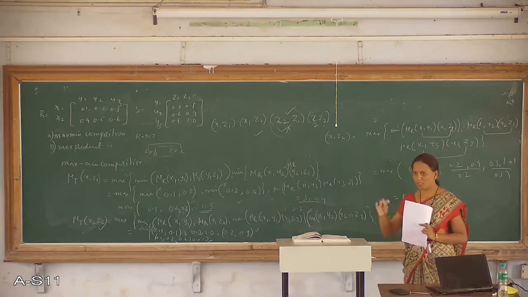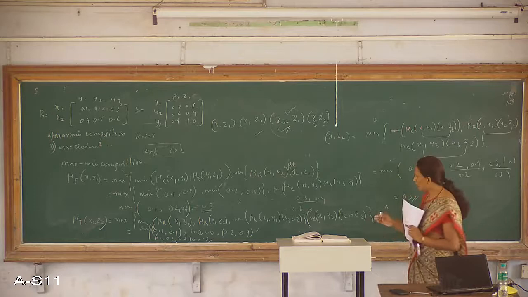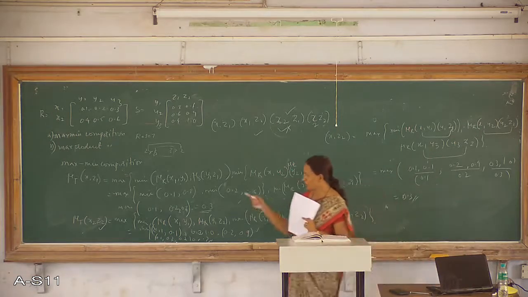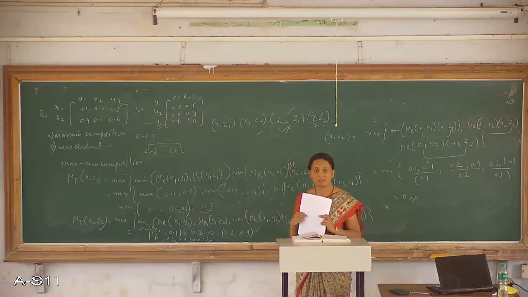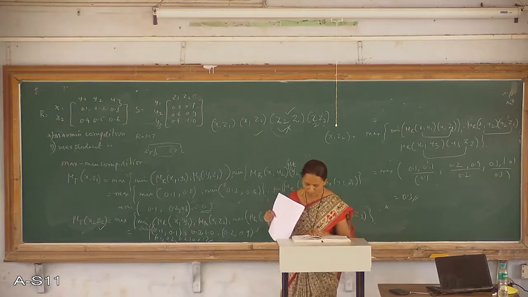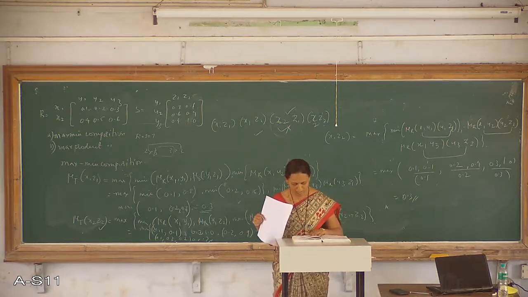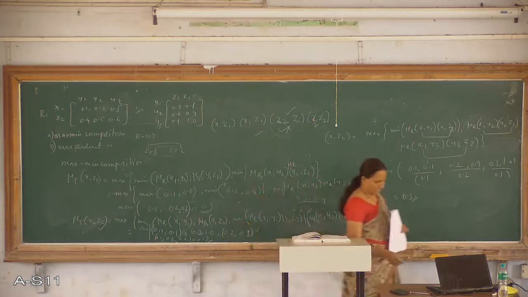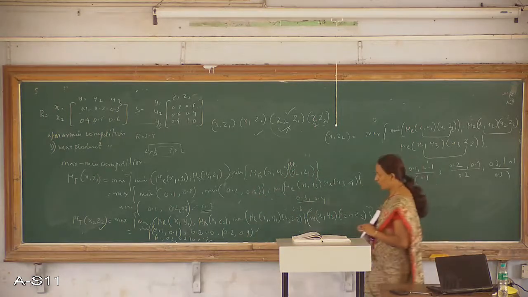So these are the three possible combinations you are supposed to calculate to get the value. This is how you get the max, min. This is max-min composition. Now max product composition is nothing but you are going to have the product. We'll take a look at that. I hope this is clear.